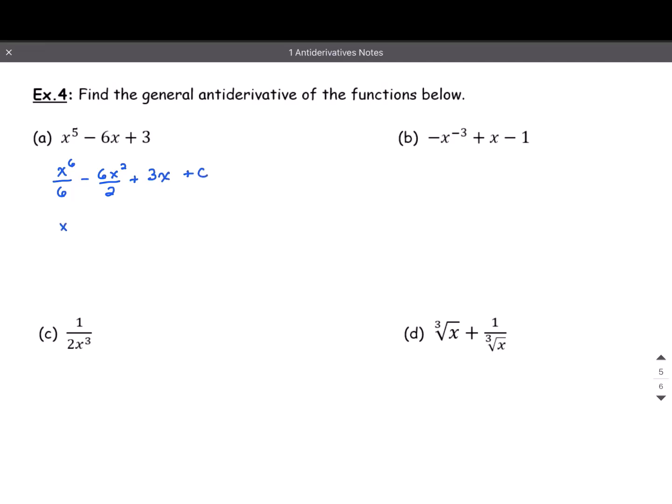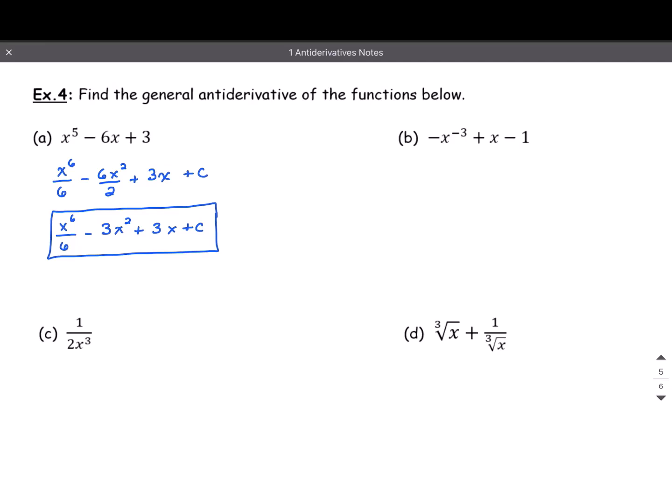And we can do a little bit of simplifying here. x to the 6th over 6 minus 6 over 2 is 3x squared plus 3x plus c. And yes, ladies and gentlemen, I do want them simplified. I do not want you leaving minus 6 over 2 x squared.